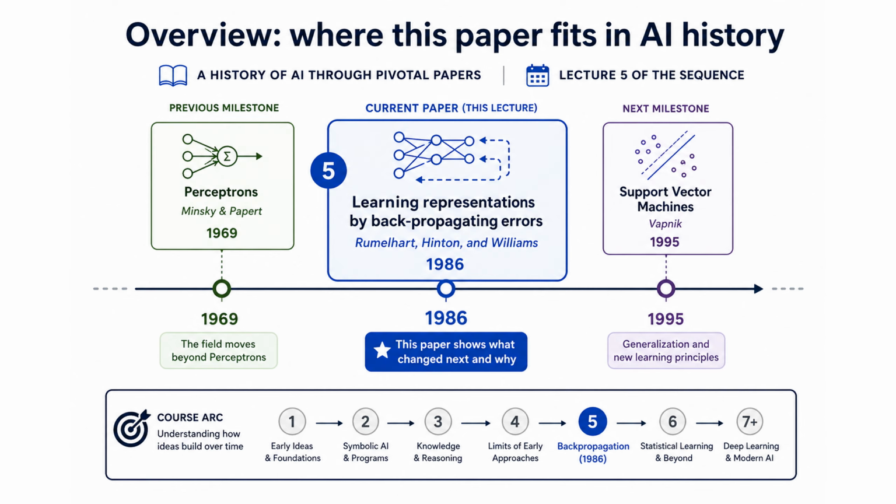Hidden representations. The paper showed that hidden units could learn internal features, not just pass input directly to output. That was a major step beyond single-layer perceptrons.